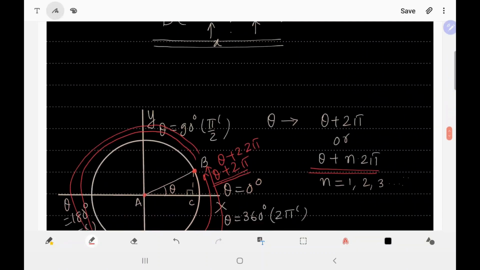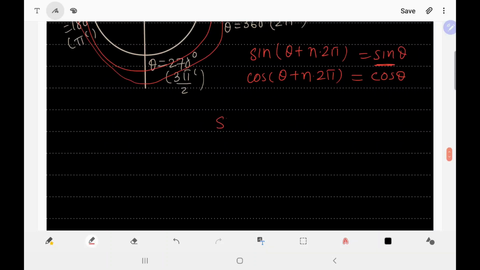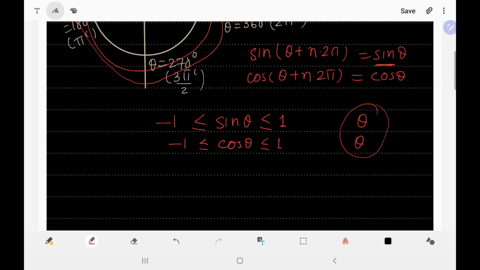This can be written mathematically as sine theta can take all possible values between -1 and +1 for various angles theta. Similarly, cos theta can take minimum value -1 and maximum value +1. That means cos theta can lie between -1 and +1 for all the possible values of theta.